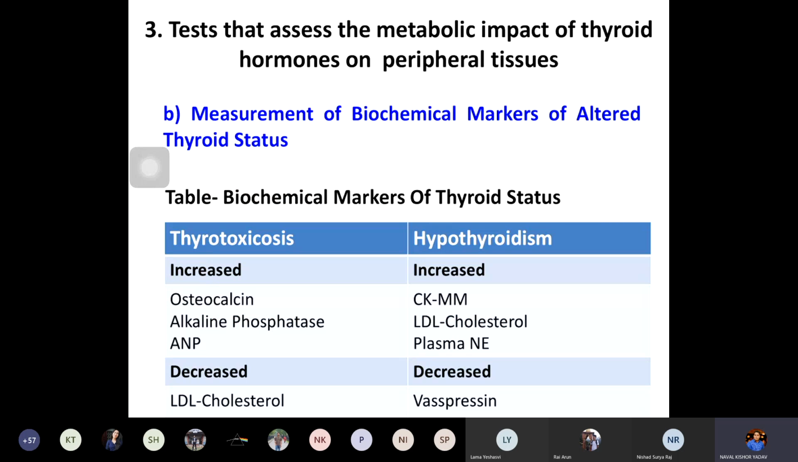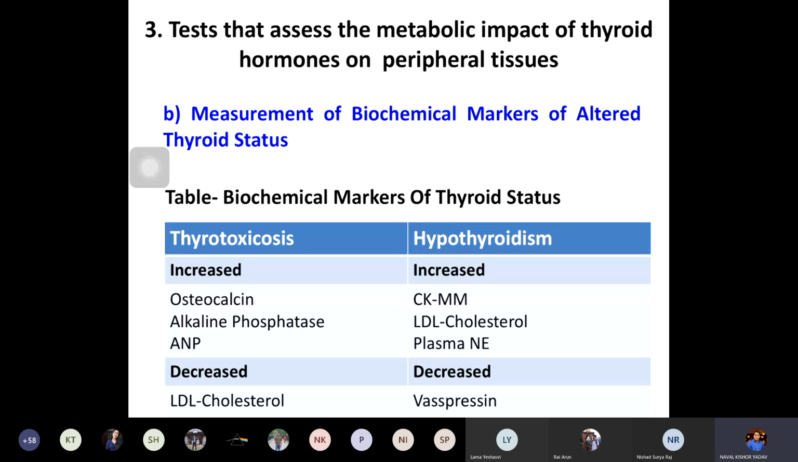Similarly, we can measure biochemical biomarkers that alter the thyroid status. There are other molecules you can measure as biomarkers. In the case of thyrotoxicosis, you can have an increased level of ALP, alkaline phosphatase, which will be higher. Similarly, in thyrotoxicosis, there is a decrease in low density lipoprotein cholesterol, or LDL cholesterol.